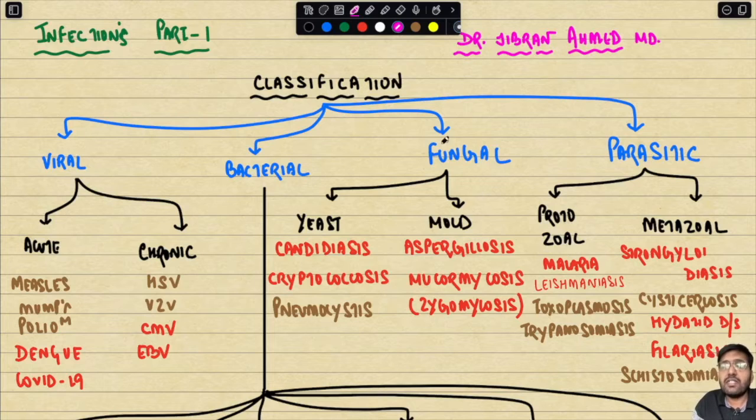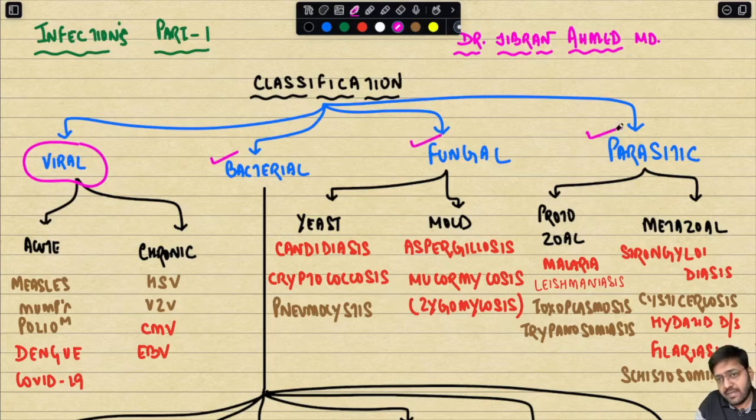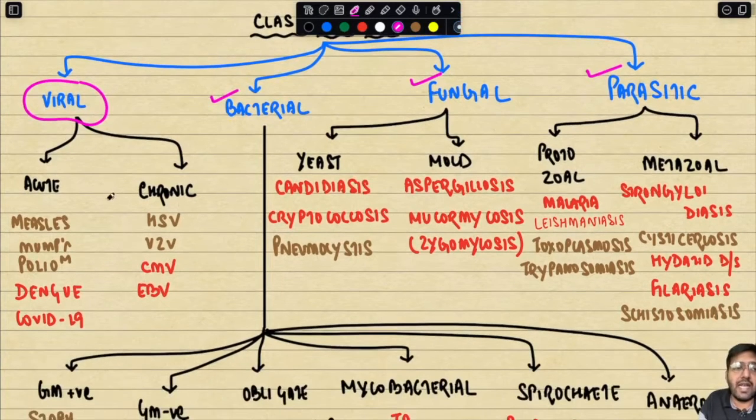So first we are going to discuss the classification of infectious disease. As you know, infections can be of viral origin, bacterial origin, fungal and parasitic. Coming to the viral infections, we have acute and chronic viral infections. Acute infections include measles, mumps, poliomyelitis, dengue, COVID-19.